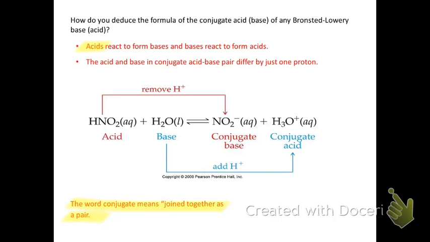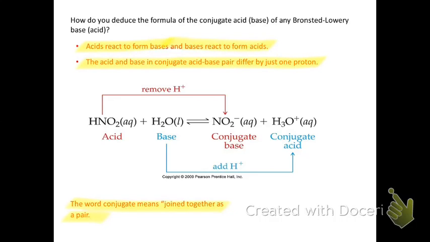Acids react to form bases, and bases will always react to form acids. So again, one more time. Acids will always react and they will make a base. Where a base, when it reacts, will always form an acid. And this acid forming a base is called an acid-base conjugate pair, and they just differ by one proton.